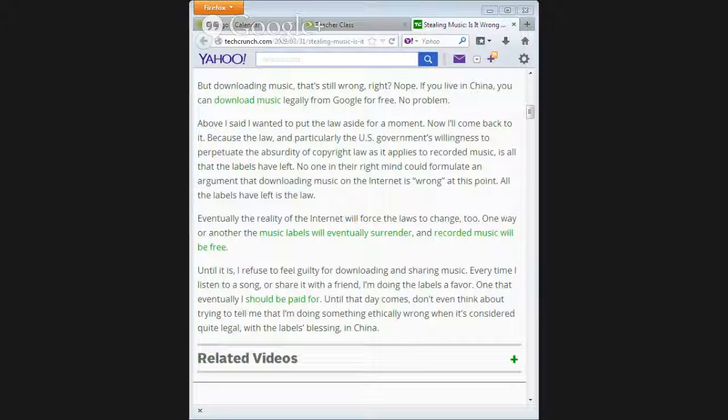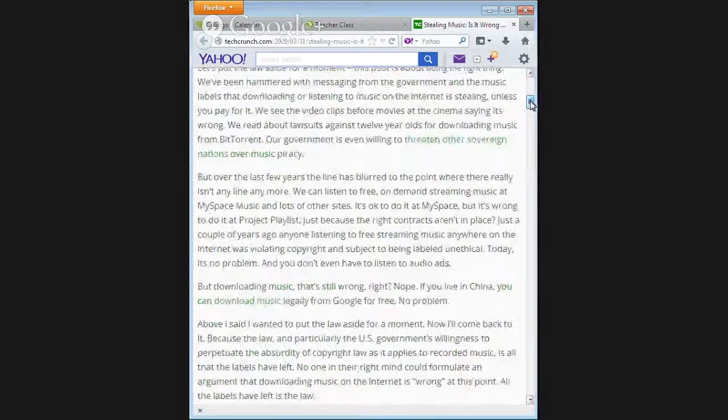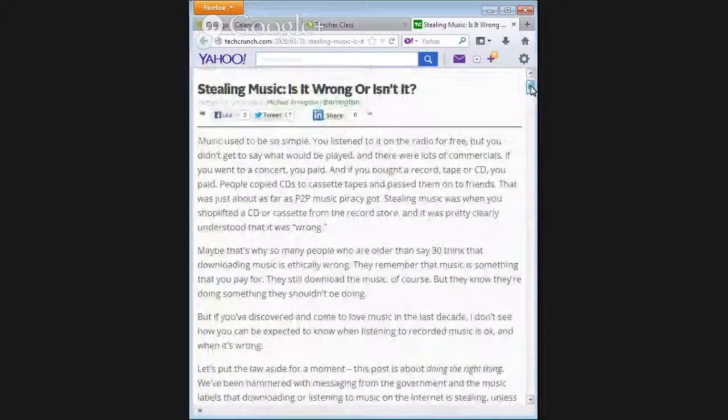Okay. That's about all the vocabulary that I see in that article that might be new or challenging. So basically, the point of the article, you can see clearly, is the author's point of view that downloading music is not stealing, that it's not wrong, and that there really shouldn't be anybody who can tell them that it's ethically wrong, because it can be done in some places and not in others.